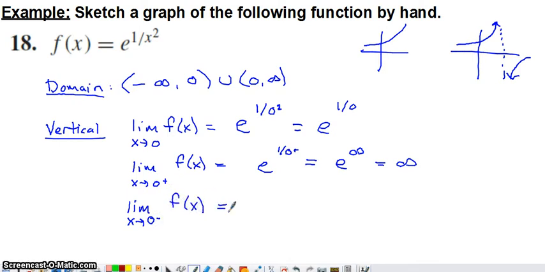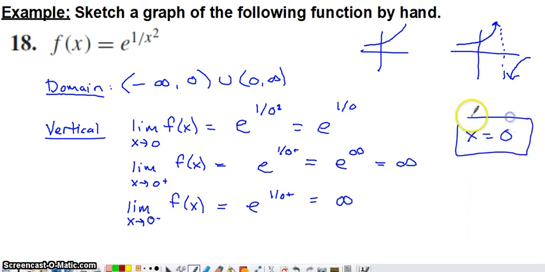So when we check the limit on the other side of 0, we put a small negative here, negative 1/1,000,000th. Well, we square that and it becomes a small positive. So we end up with 1 over 0 from the bigger side again. That's still going to be e to the infinity, which gives us an answer of infinity. So we actually go up off our graph to positive infinity on both sides of 0 for this function. We do have a vertical asymptote at x equals 0. So the vertical asymptote is there.